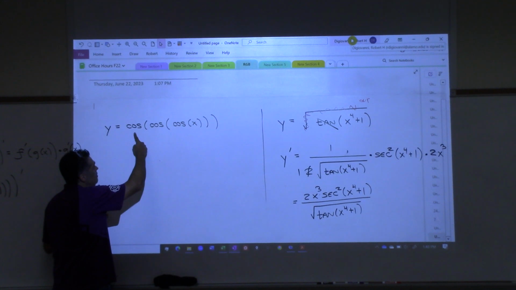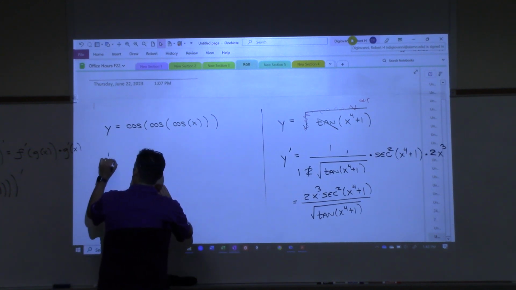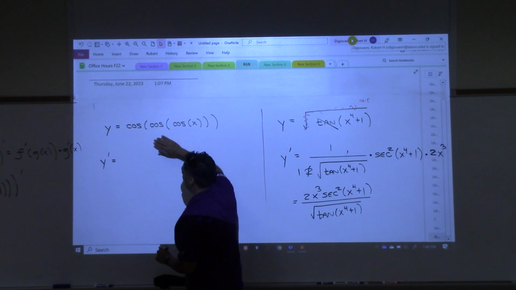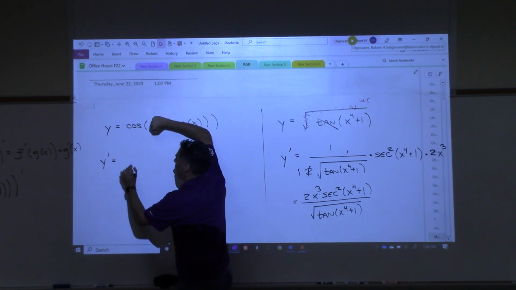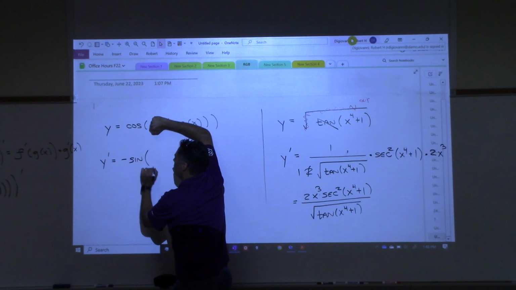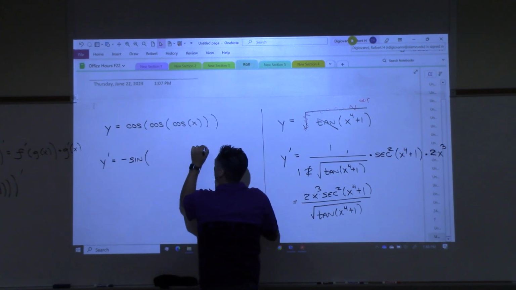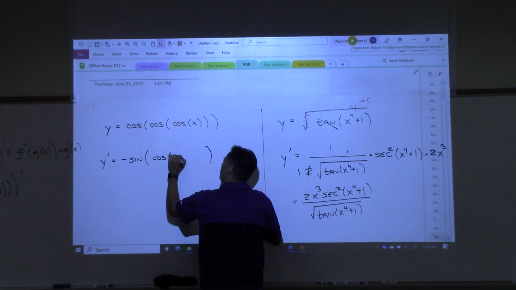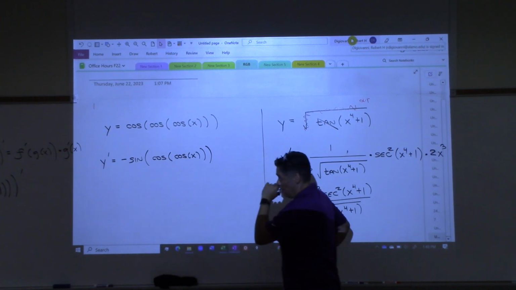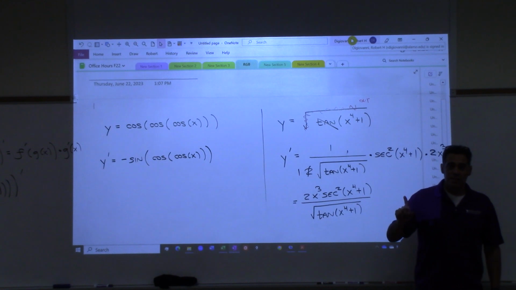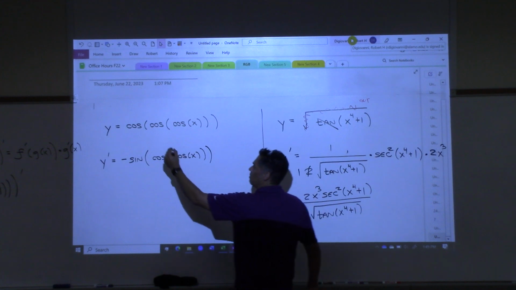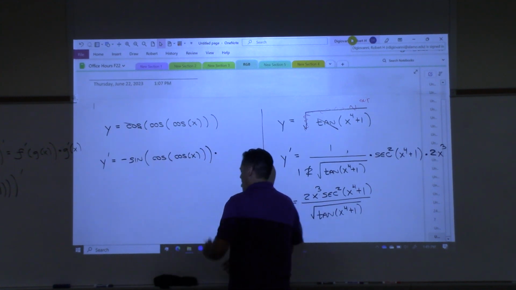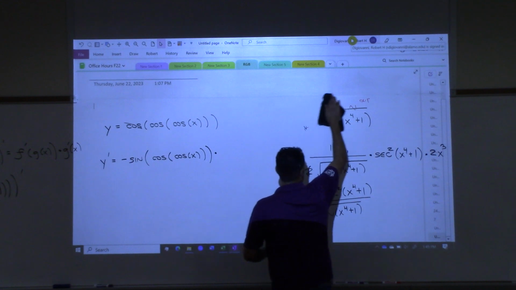Where do we always start? Outer. So what's the derivative? Let me put my arm up here. What's the derivative of cosine of my arm? Negative sine of what? The cosine of my arm, which was what? Cosine of x. All that is the derivative of the outer one. I've done this one. I now need to multiply that times the derivative of the next layer.